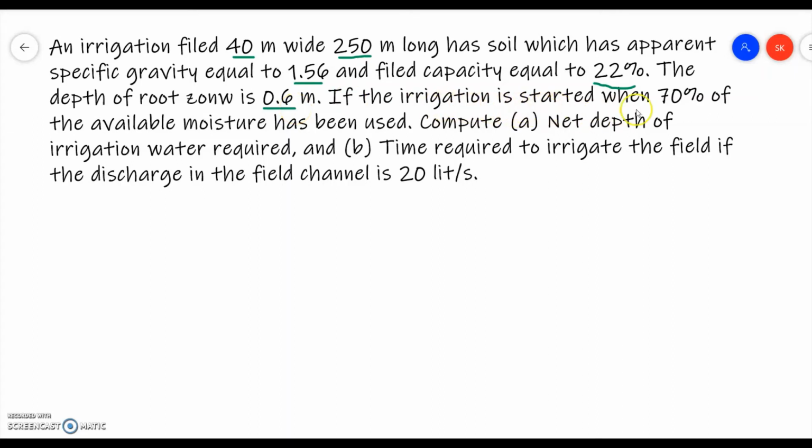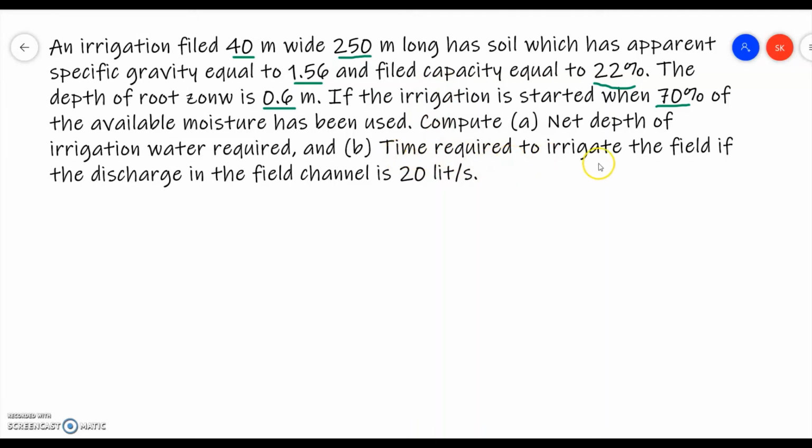If the irrigation is started when 70% of the available moisture has been used, it means that this much amount of moisture needs to be added. So when we calculate the depth of the water supplied dw, we need to multiply by 0.7 into the specific gravity into the root zone depth. So the net depth of the irrigation water required, we can calculate. Whatever I have explained now, in that way.